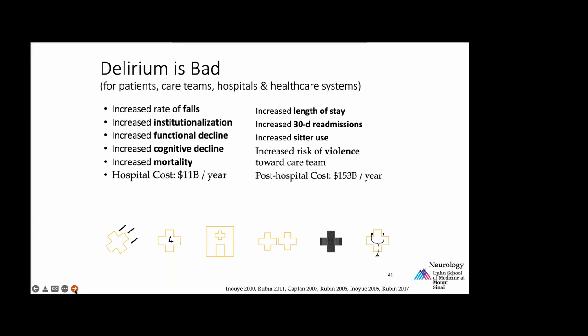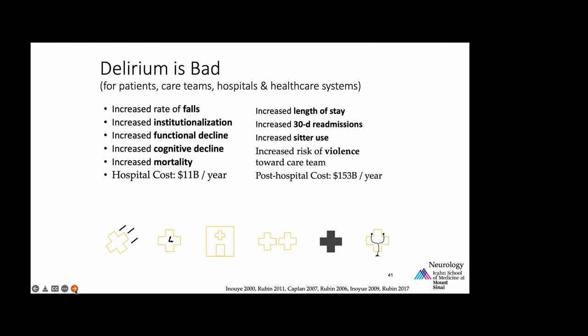And it's really bad. That's sort of an obvious thing to say, but it's bad for patients, it's really bad for care teams, it's bad for hospitals, and it's bad for healthcare systems. All of this has been shown in separate studies. Delirium brings increased rates of falls, longer length of stay, and people are more likely to be institutionalized, more likely to go to a nursing facility than home. They have higher readmission rates, more sitter use. Then over time, there's worse functional decline and cognitive decline.